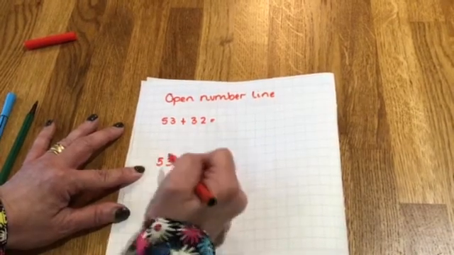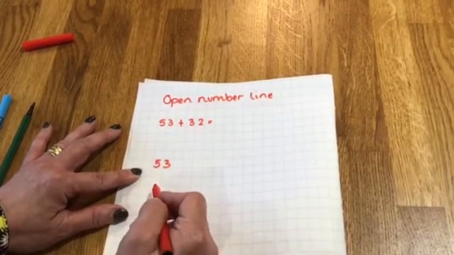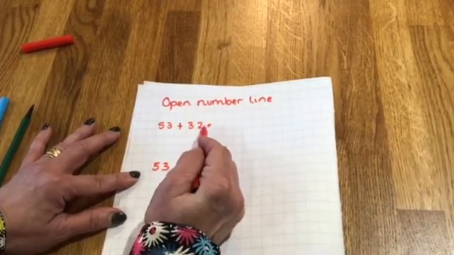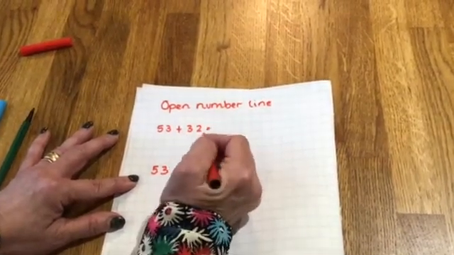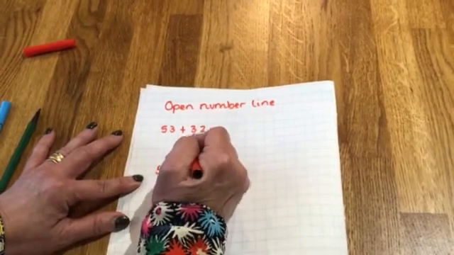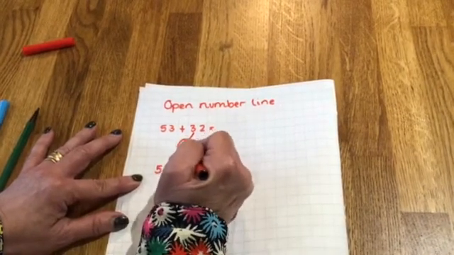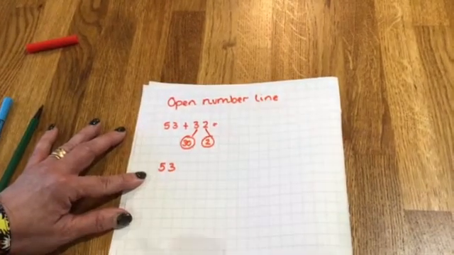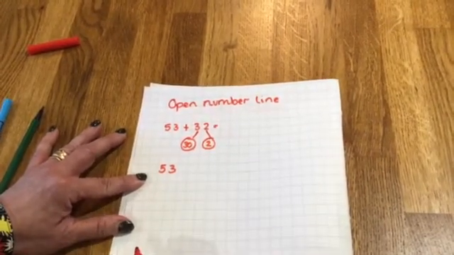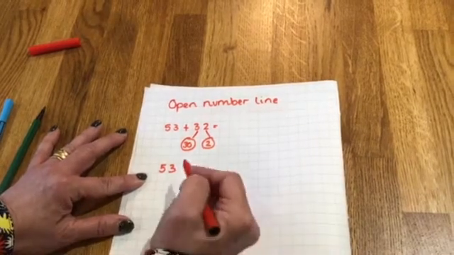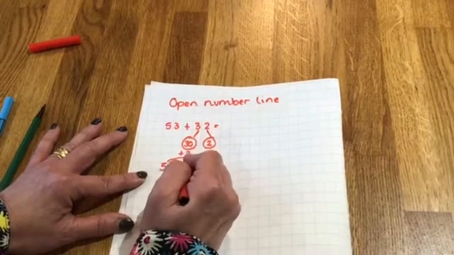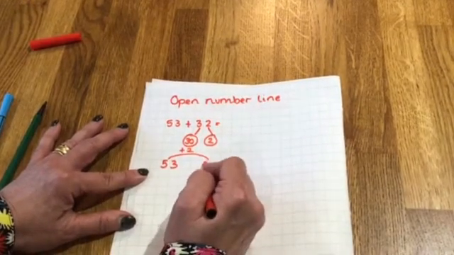Can you see how I'm writing one digit in each box? I'm then going to partition my second number into tens and ones. So I've got 3 tens, which is 30, and 2 ones. I'm going to begin by adding on the ones. So 53 add 2 will get me to 55.